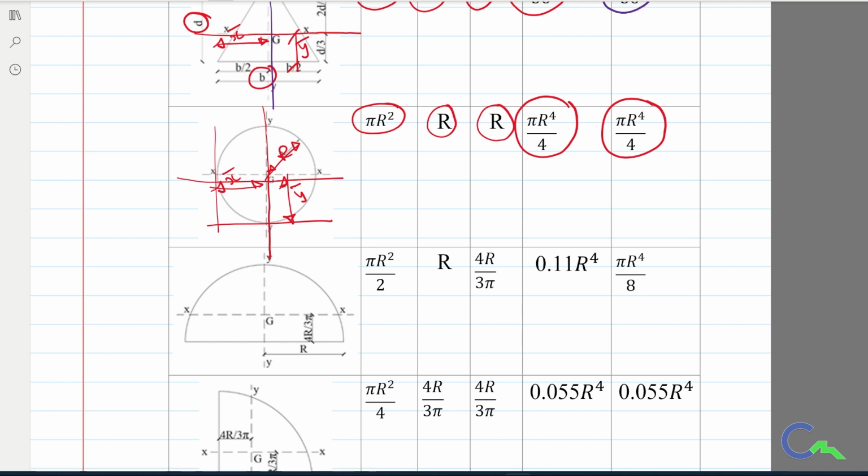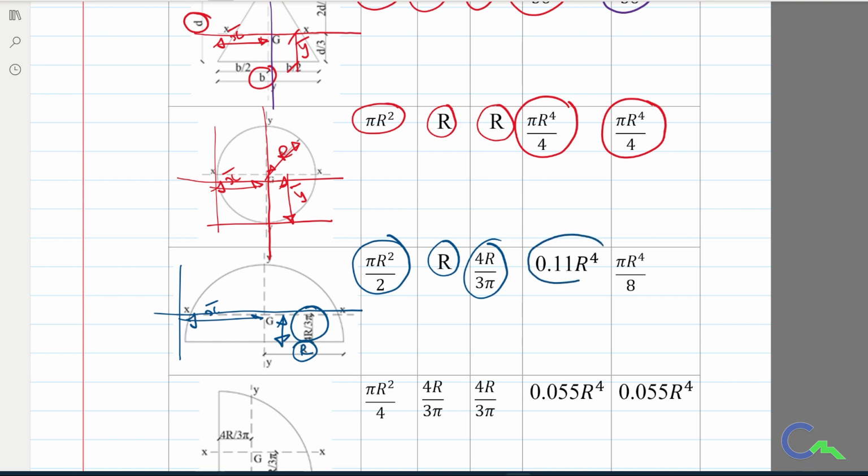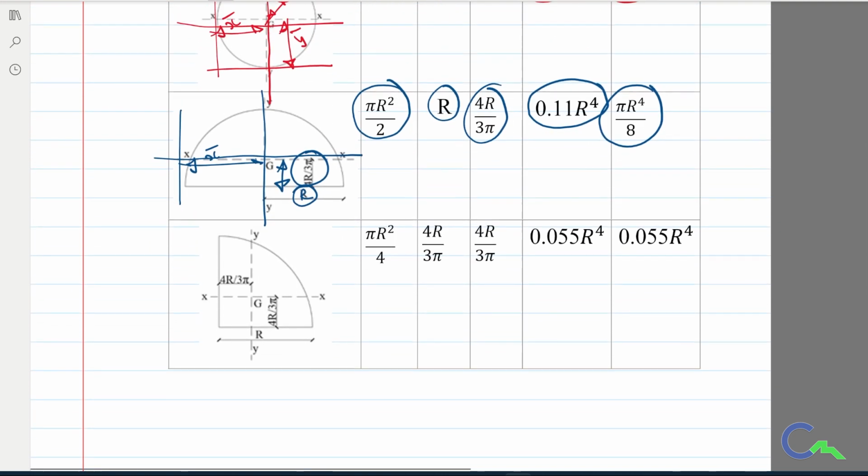If I consider a semicircle of radius r, then the area is given by pi r square divided by 2, and x bar distance is r, and y bar distance is given by 4r by 3 pi. Then if you want moment of inertia about the horizontal centroidal axis, that is 0.11 r to the power 4, and about the vertical centroidal axis, that is pi r to the power 4 divided by 8.